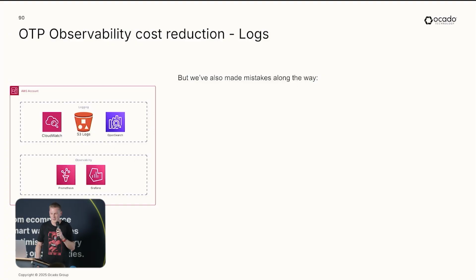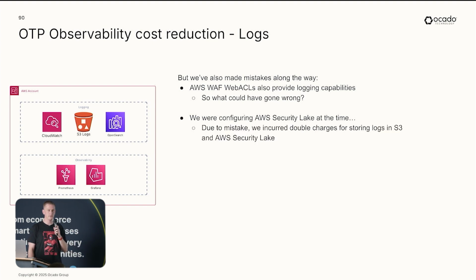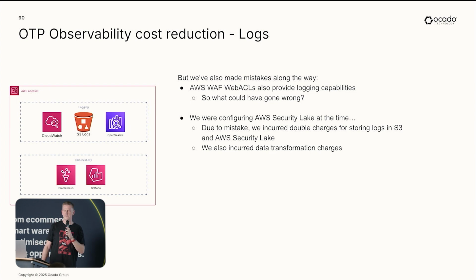But we've also made some mistakes along the way. It's not like we're always winning. If you're familiar with AWS Web Application Firewall, you know that the web ACLs provide the logging capability. So what can go wrong with that? Well, at some point in time, we were configuring AWS Security Lake. And due to a mistake in configuration, we started incurring double charges for storing the logs in S3 as well as in Security Lake. And over that period of time, we've also observed some costs related to data transformation charges.